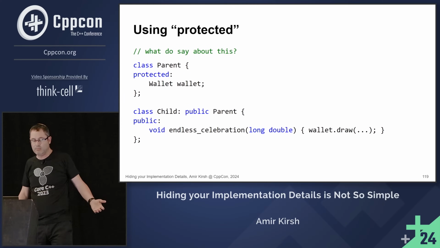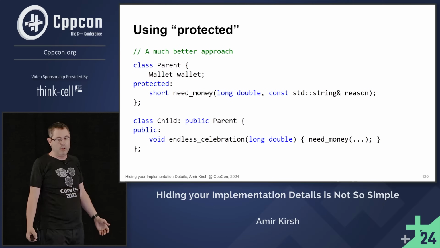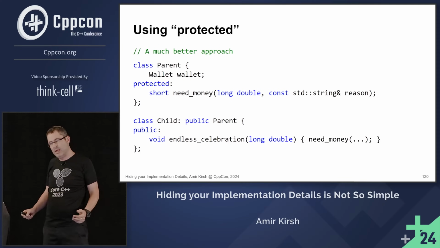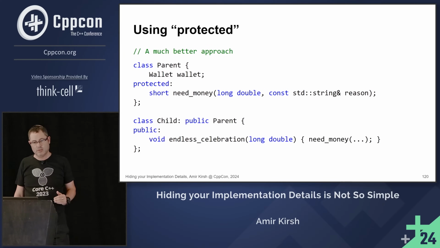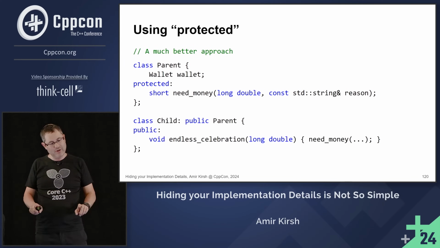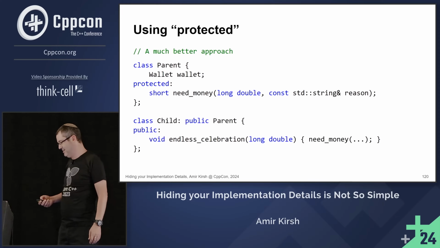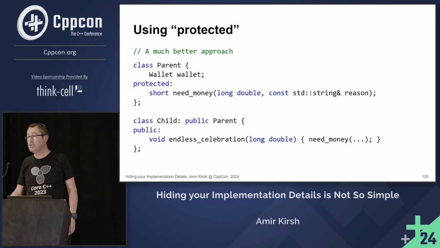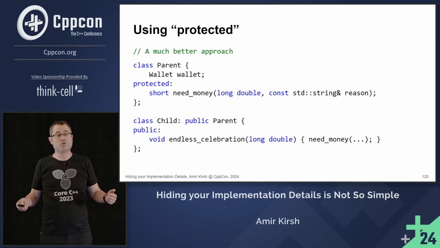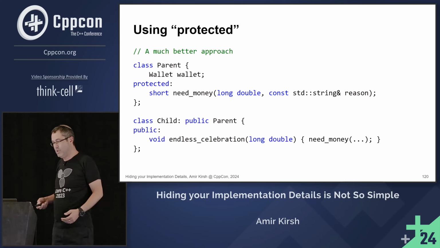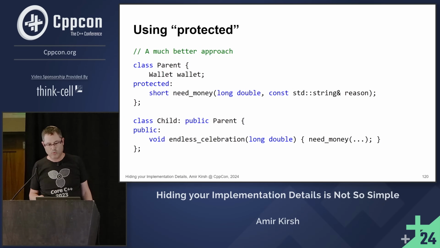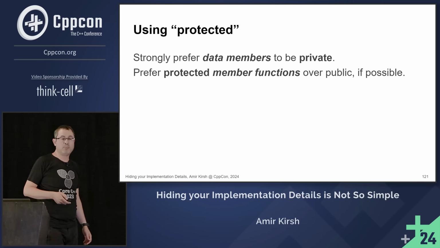So I would go with something much more secure, put the wallet in the private, and have a protected function. And the function would be need money. You can see that the API is a bit changed. I want a reason. There wasn't a reason before because it was just a member. And you can follow the return type, which is a bit changed. Anyhow, endless operation can call now need money. But then need money may use throttling, may stop, may return 0. So my advice would be don't go with that, go with this, and strongly prefer data members to be private.